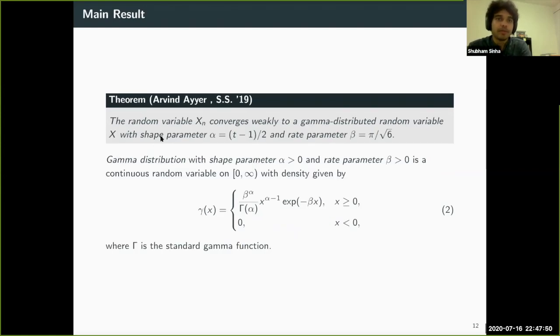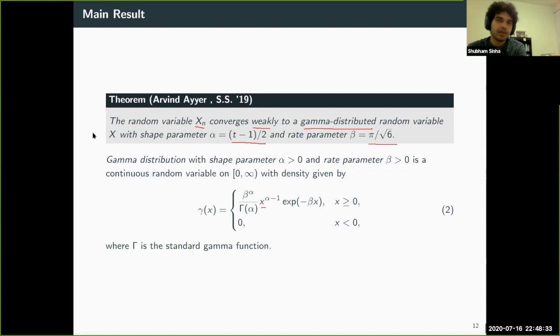Okay, so what do we prove? The main theorem of our paper is to show that this random variable xn converges weakly to a gamma distribution random variable x with shape alpha equals (t minus 1) over 2 and rate parameter beta equal to pi over root 6. So just to remind you what the gamma distribution is: it's the distribution whose density is given by a certain power of x times the exponential of minus beta x. So it's a generalization of the exponential distribution.